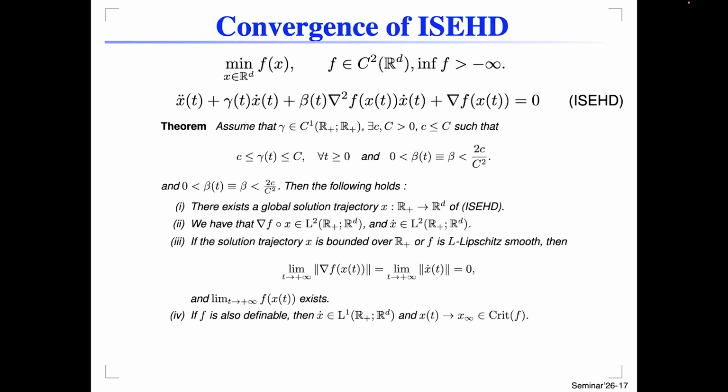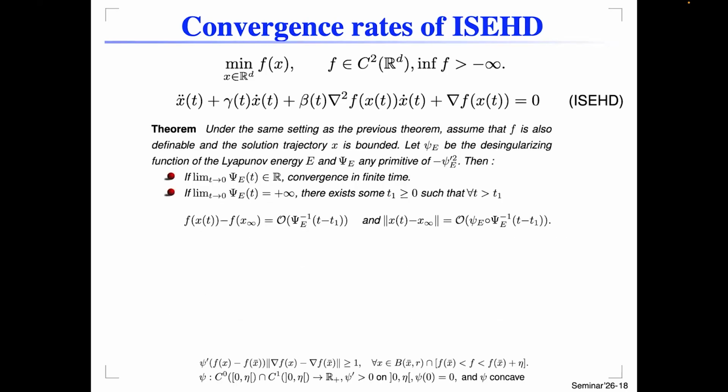And not only this, if the function verifies KL, so in particular if it's definable, then the sequence X is even Cauchy. The velocity is even L1, not only L2, which is really a huge difference. This will allow you to prove that the whole trajectory converges to a critical point. You don't need convexity whatsoever. You only need it to be KL. What about the speed of convergence? Yeah, it has nothing to do here anyway.